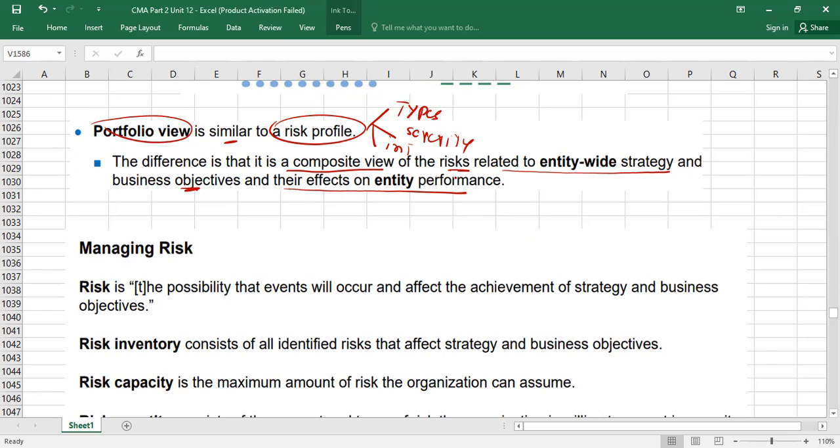So in risk, it is a risk profile, but when we say portfolio view, it means you are looking at risk at entity level, or risk associated with the entity-level strategy, not at divisional level. For example, Pepsi company, let's assume. They have operating units in different countries. So here you are not thinking only at country-specific level. No, you are thinking at entity level. So it is similar to a risk profile, but the difference is that it is a composite view of the risk related to entity-wide strategies and entity-wide objectives, right? And entity-wide effect on performance. So this is what is called portfolio view.